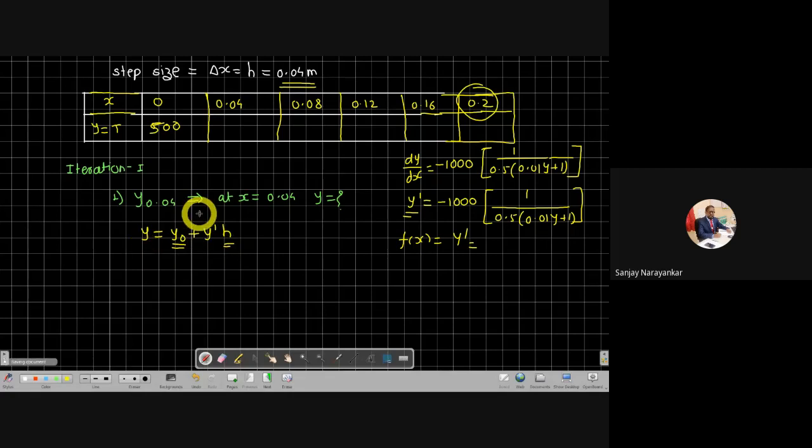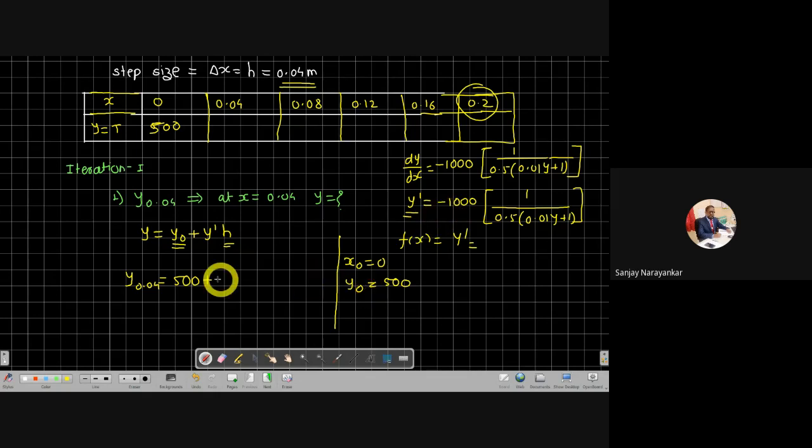Now see, to solve this particular equation, what is required? We should know what's the value of x0 and y0. So I can write x0 is equal to 0 and y0. Can you tell me what's the value of y0 here? 500. 500, correct. So let us substitute these values and find out y dash. So here we are finding out y at 0.04. y0 is already given, that is 500. Plus, you can use these two values to find out y dash.